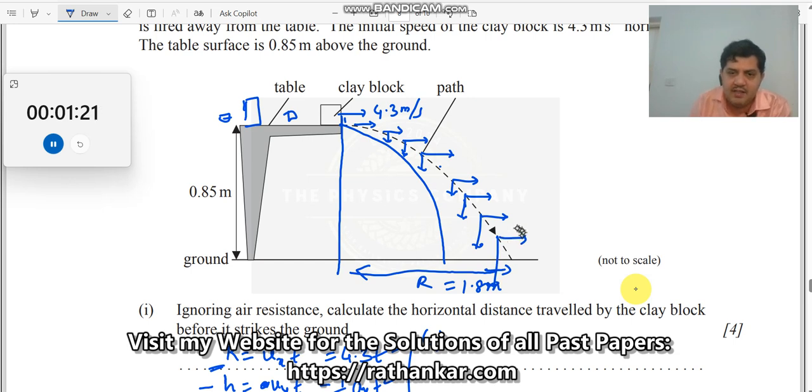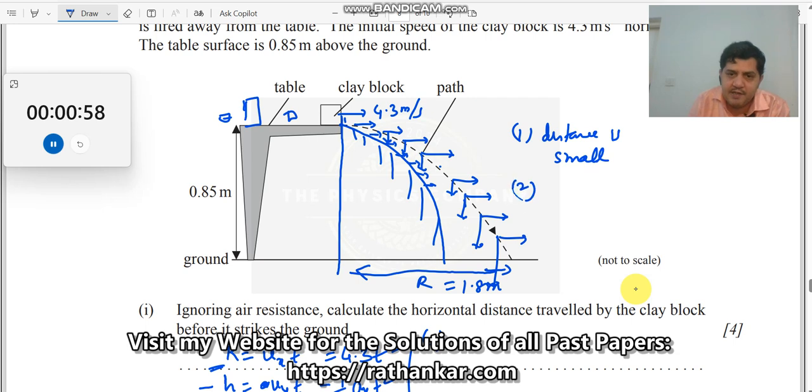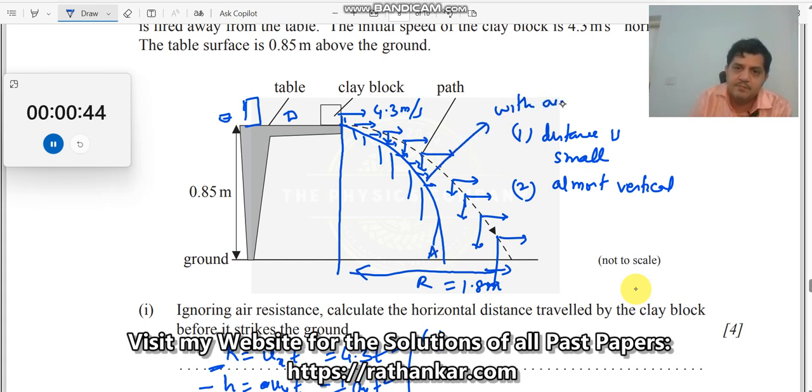Here what happens is already there is an air resistance. So naturally this arrow that you have written for Vx will become smaller and smaller. But this is becoming larger and larger, right? So you should get a vertical line like this. The first one is the distance should be small. Second point is that the curve should be almost vertical. So these two should be there, and finally label this, and then you say this is with air resistance. So this third one is labeling.